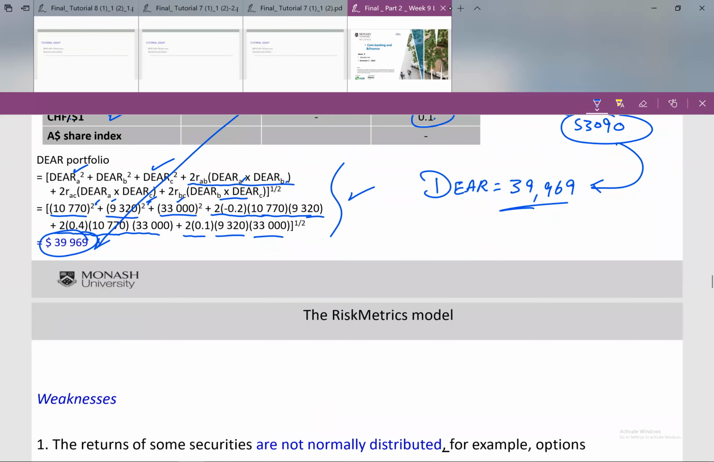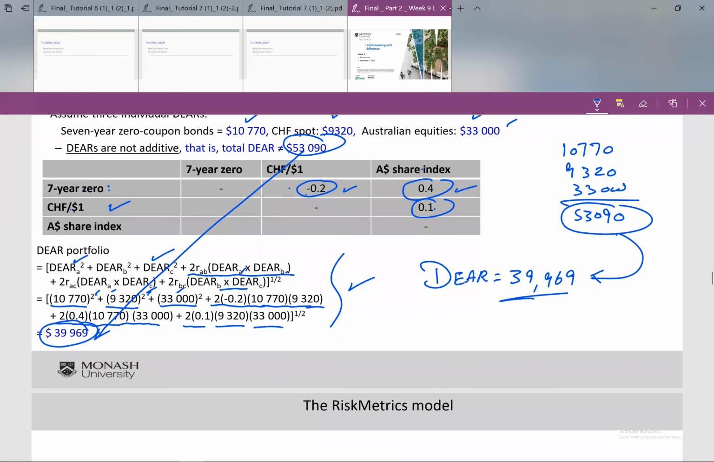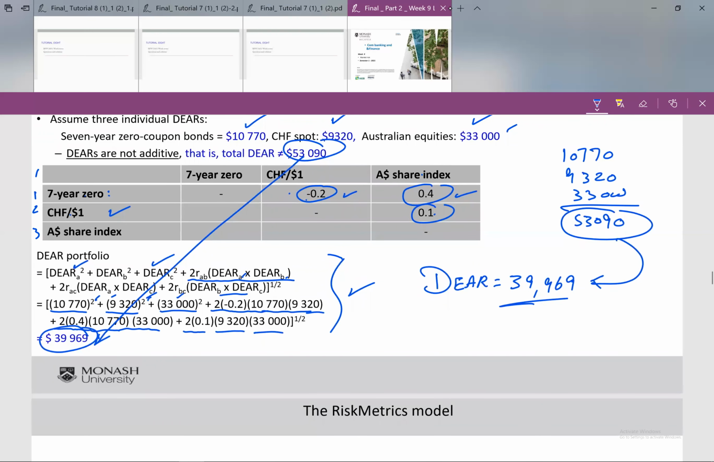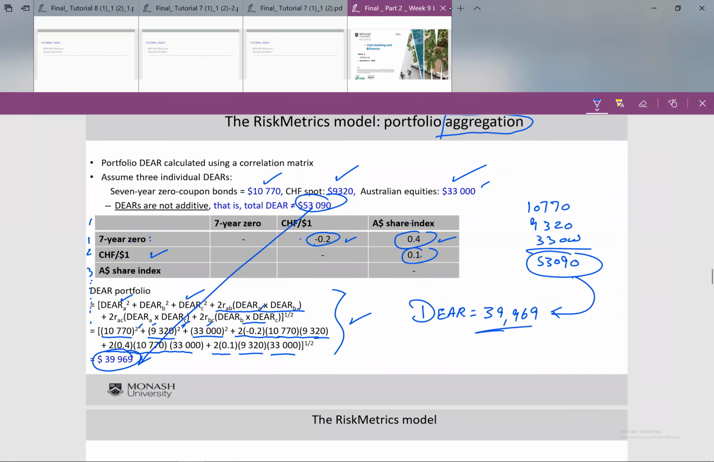Let's go now to the weaknesses of this risk matrix. See, we have only three assets here, and see how big this risk matrix is. What if you have 1, 2, 3, and you continue? We have stocks, so many foreign exchange. So we are talking about 1,000 in your portfolio. If you have, for example, 1,000 assets in your portfolio, you need to get the correlation between each one and the other one. This will be just a mess. It's crazy. And this is one problem.